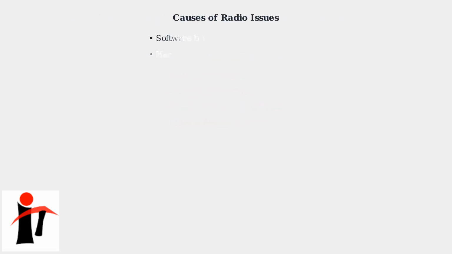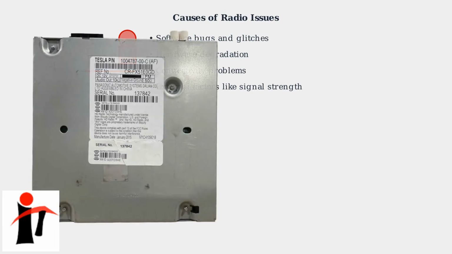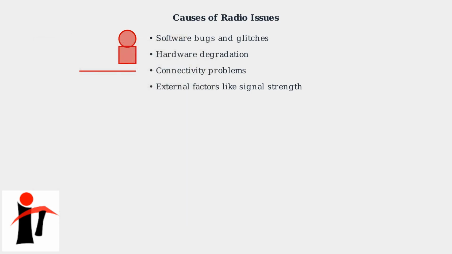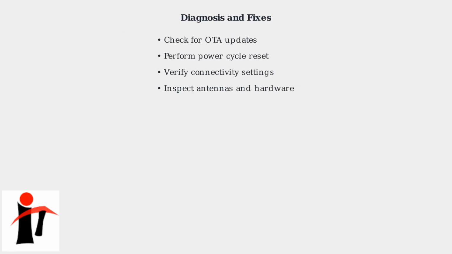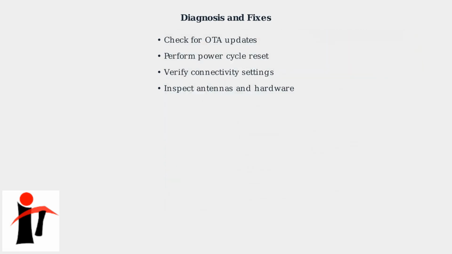These issues can stem from software bugs and glitches, hardware degradation, connectivity problems, or external factors like poor signal strength. Hardware issues often involve components like antennas and amplifiers, as shown in this Tesla part. To diagnose and fix, start by checking for over-the-air updates, perform a power cycle reset, verify connectivity settings, and inspect antennas and hardware. Tesla's latest software updates, like version 2024.44, include fixes for radio issues.